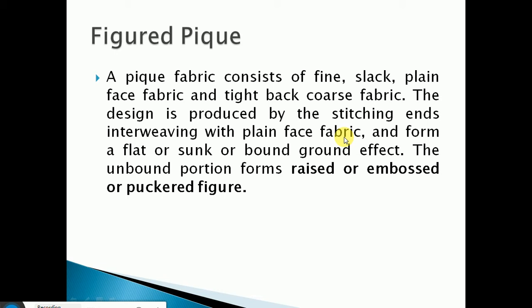So with that face fabric, what will happen? There is a stitching warp, or stitching end. That stitching end will come to interlace with the face fabric, not a pick. Here the difference is that the stitching end comes to the face side of the fabric for interlacing with the face fabric. So what will happen? The stitching area will form the ground, that means wherever the stitching takes place, that area comes down, and the loose face fabric area will rise from the foundation of the fabric. So that will form a puckered effect or embossed effect.